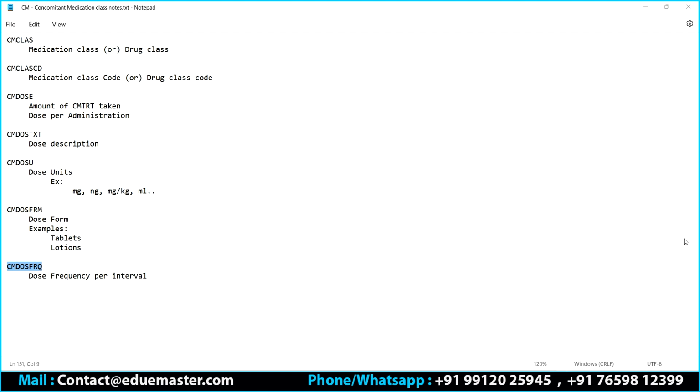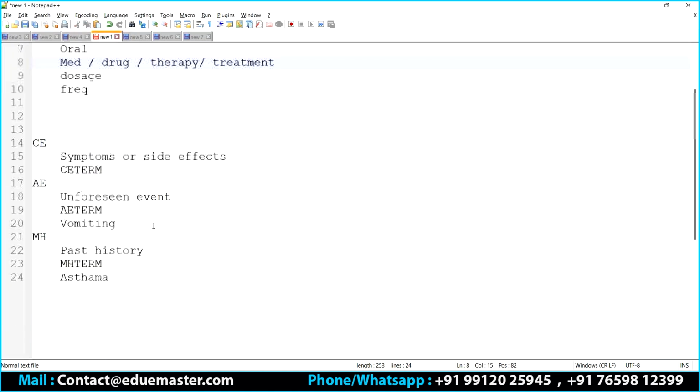Here we are capturing the concomitant medication details. For which event are we taking this drug, whether it is an adverse event, medical history, or clinical event? Is there any provision to identify that? No, we don't have any provision. That is what I started discussing at the start of this class. Generally, we don't record because of what event the patient is taking this particular medicine.